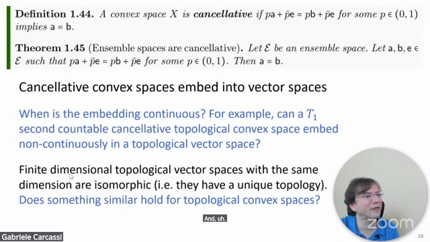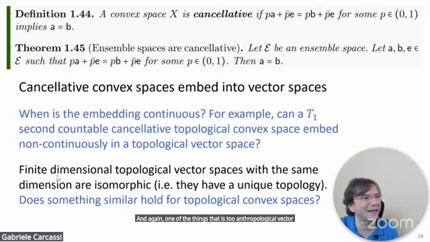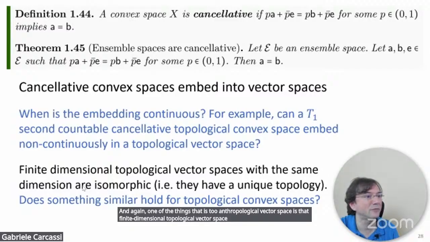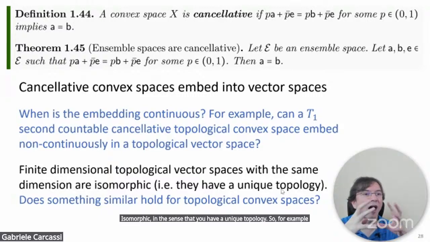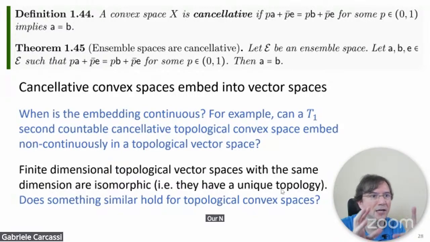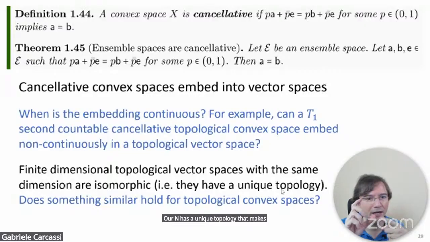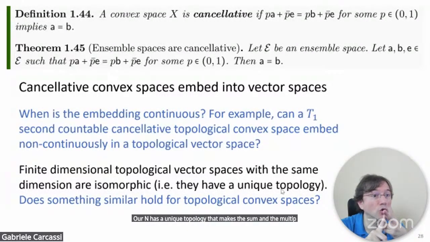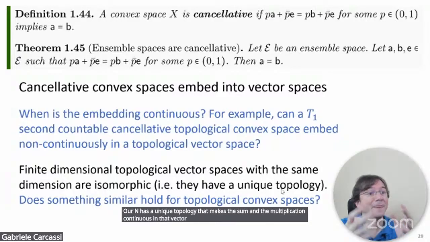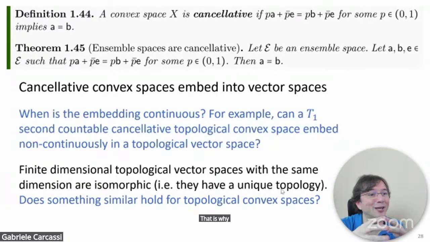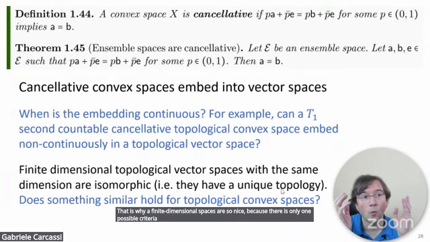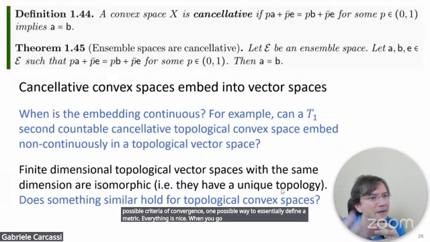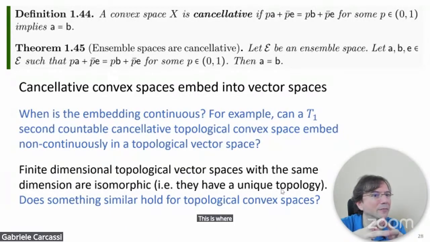And again, one of the things that is true in topological vector spaces is that finite dimensional topological vector spaces with the same dimensions are isomorphic, in the sense that you have a unique topology. So for example, Rn has a unique topology that makes the sum and the multiplication continuous in that vector space. That is why finite dimensional spaces are so nice, because there is only one possible criterion of convergence, one possible way to essentially define a metric. Everything is nice. When you go to infinity, this is where things become a lot harder.